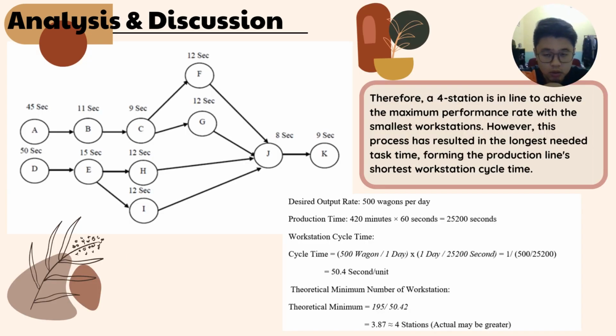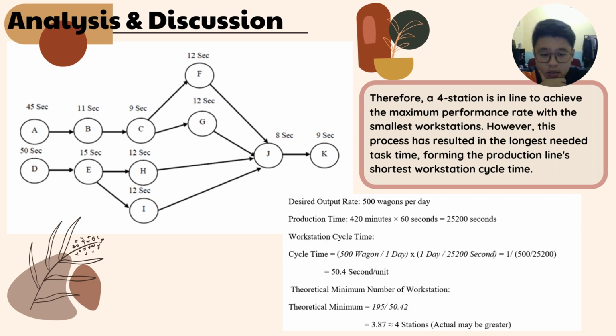Assalamualaikum. So we'll continue to present the analysis and discussion about the line balancing method. As you can see, these are the precedence diagrams that we drew from the table data given. There are 12 tasks here, A to K. So from these precedence diagrams, we can calculate so we can minimize the time taken to produce the wagon.